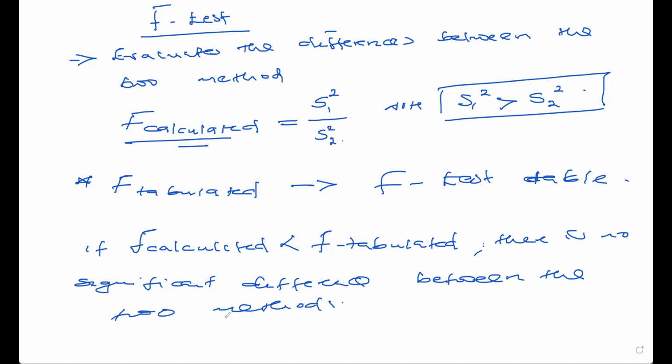Okay, so that's the principle. You just have to check. Then if you find that F calculated is greater than F tabulated, you'll be able to conclude that there is a significant difference between the two methods. So how do we get F tabulated?